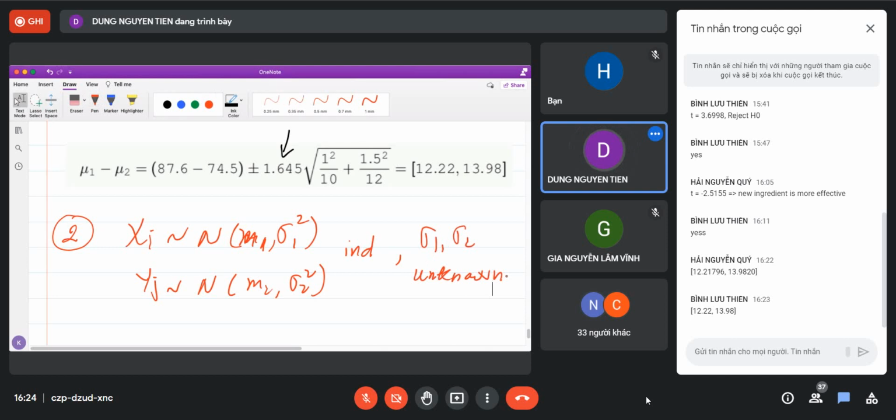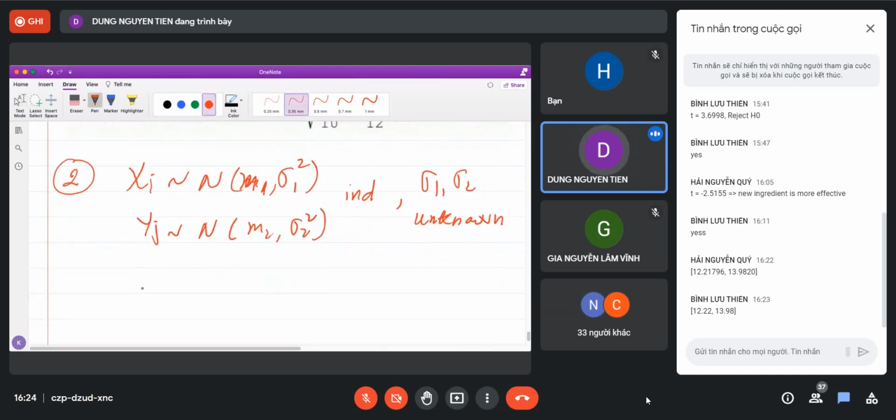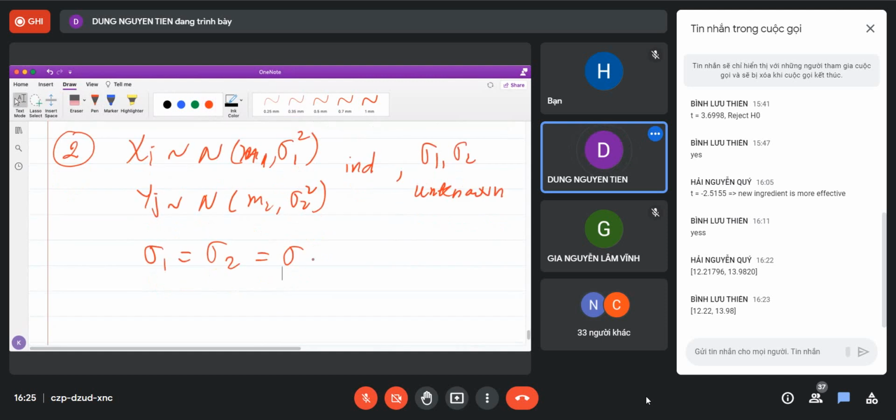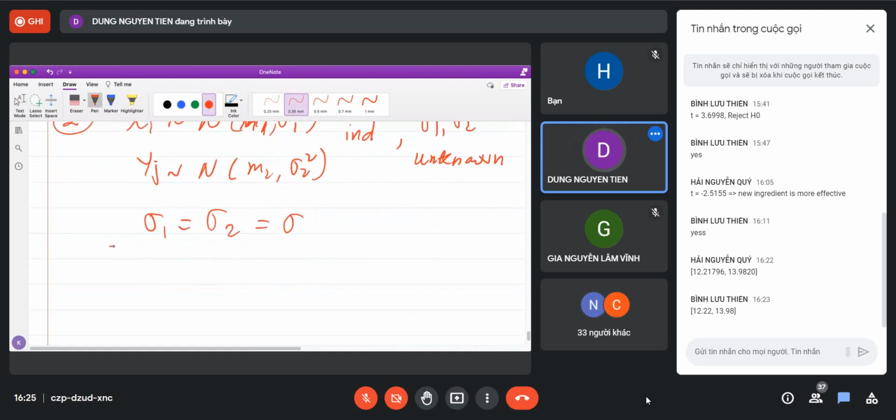Okay, you don't doubt that. But we do know something about them. You know that sigma 1 and sigma 2 are the same. Okay, you know that they're the same, but you don't know their values. What should we do in this case?